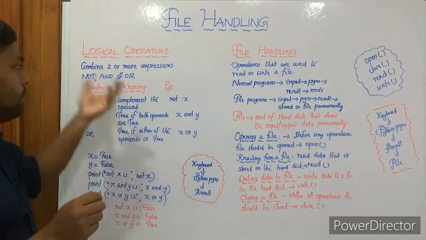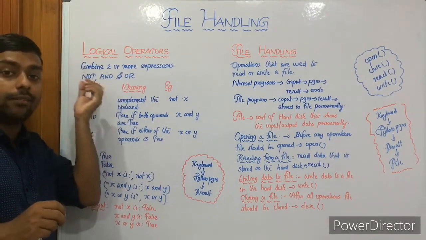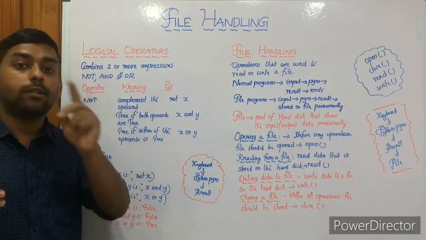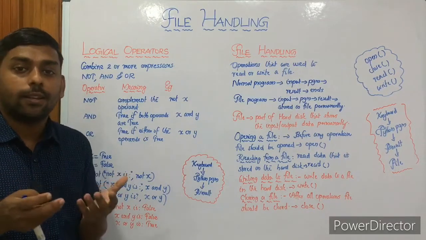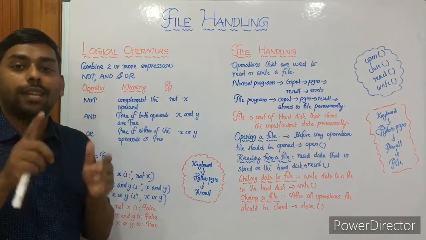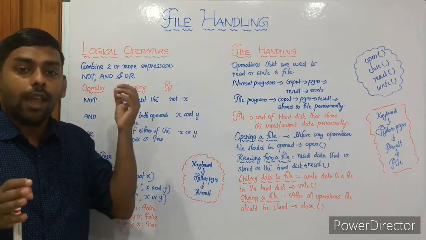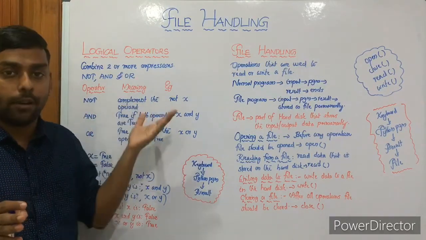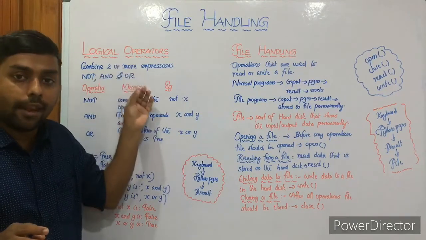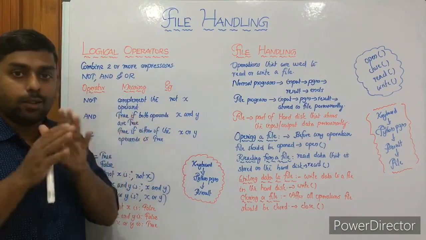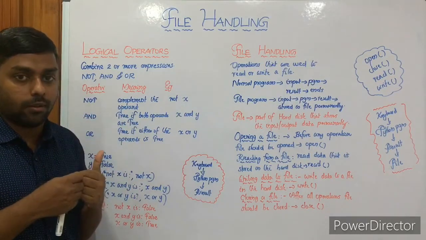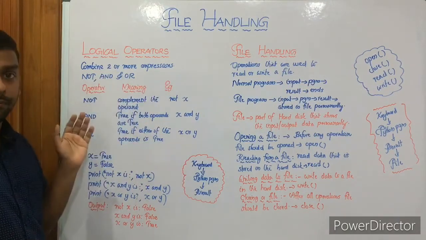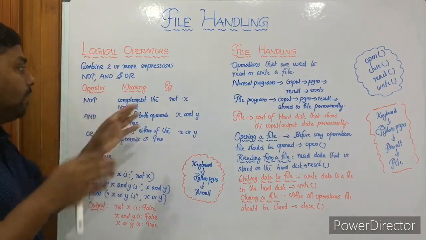It's used to combine two or more expressions, and these are the three logical operators: not, and, or. Not works on a single operand, so we can call it a unary operator. And and or work on two operands, at least two, and they are called binary operators. So not is a unary operator and and or are binary operators, based on the number of operands present in an expression. Then you can see a table giving operator, meaning, and example.